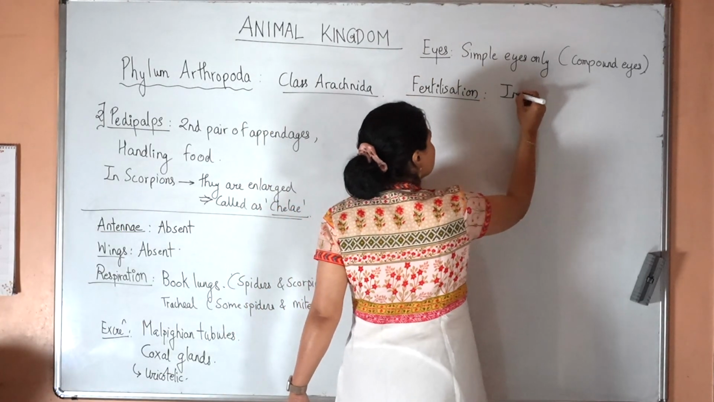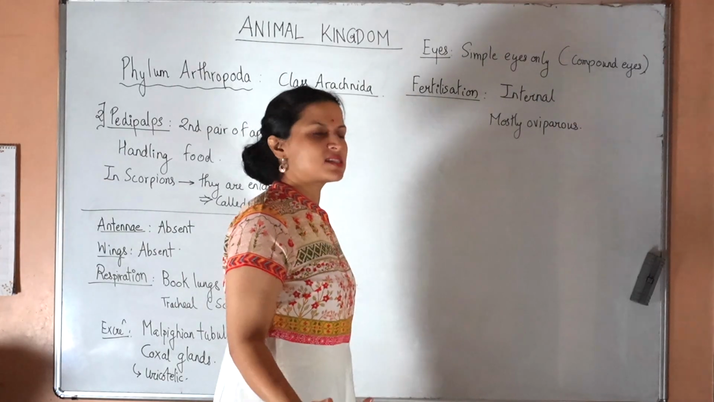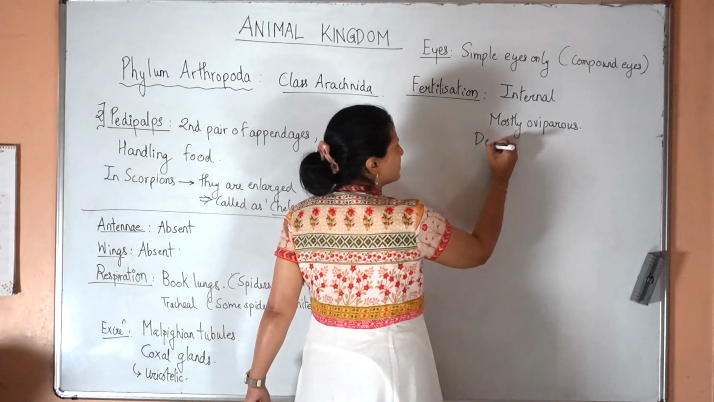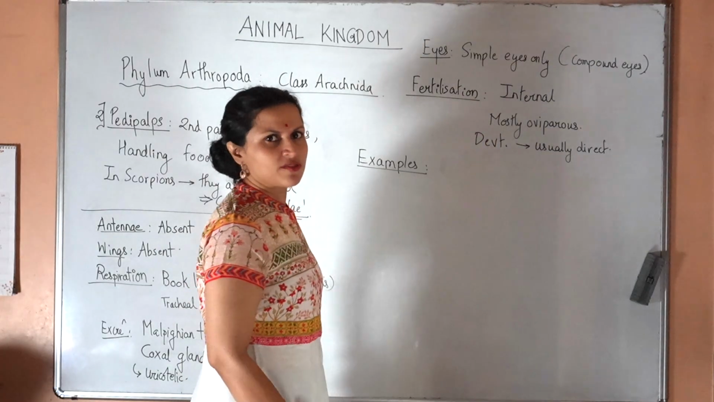Fertilization process is internal. They are mostly oviparous. Some are ovoviviparous like scorpions, and the development is usually direct without any larvae. Let us discuss two examples of arachnids.